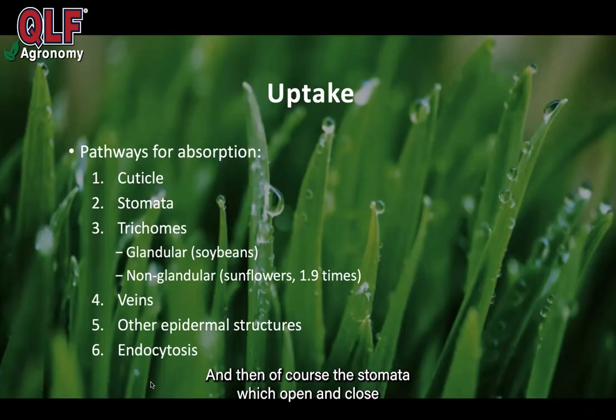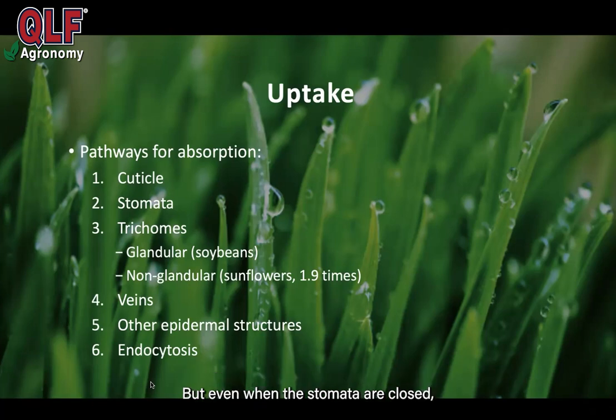And then, of course, the stomata, which open and close in order to help the plant breathe in carbon dioxide. When those stomata are open, they are also very able to take up nutrients, or particularly able to take up nutrients through those stomata. But even when the stomata are closed, they also can take up some nutrients as well.